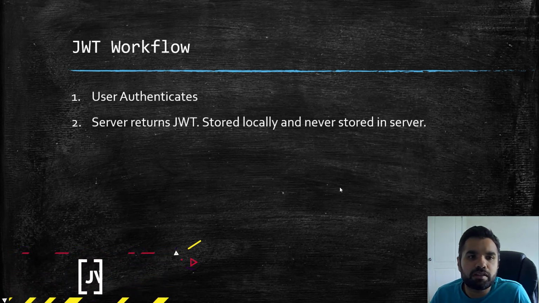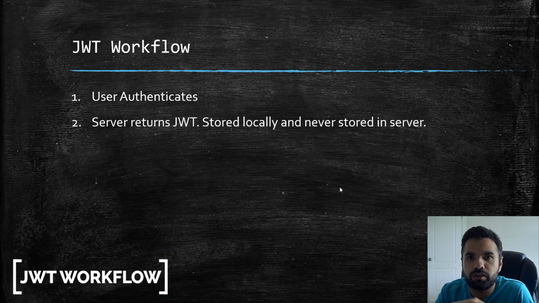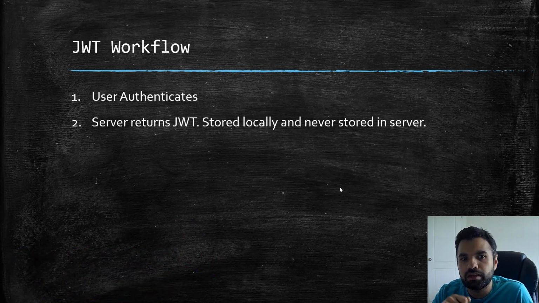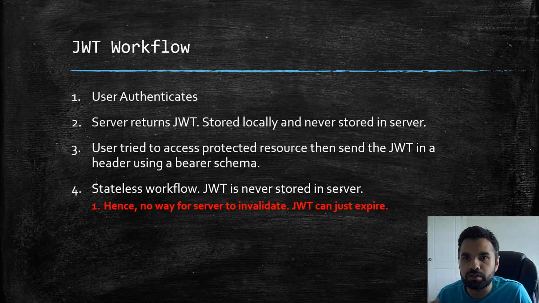Let's take a look at the JWT workflow. So first of all, there is a login page or login API where the user authenticates. Now the server will create a JWT. We'll see later in the session how the JWT is created by the server, but then the server returns the JWT, and that is stored locally and never stored on the server, right? This is a very key point. It's different than our regular cookie authentication, where the cookie is also stored on the server side. This is always stored locally and never stored on the server.